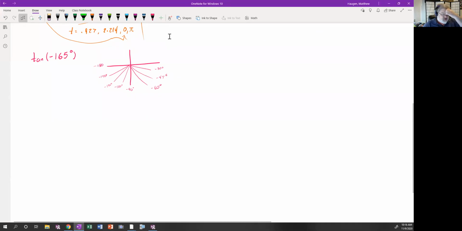The trouble is, what if we're not at one of those nice standard angles? Well, nowadays we just grab the calculator and ask it. We could ask the calculator what the tangent of negative 165 is, and it would just throw a value at us.